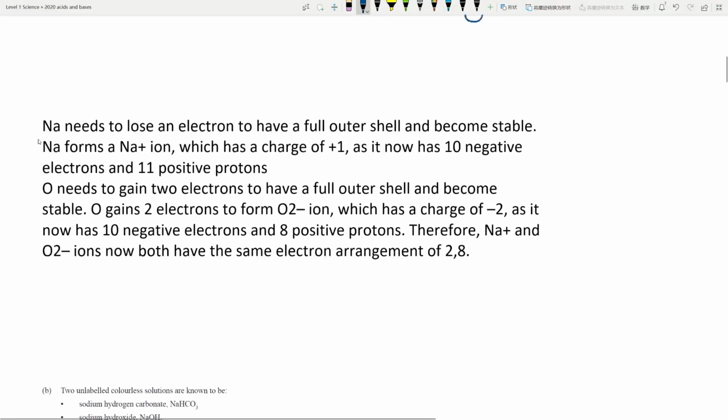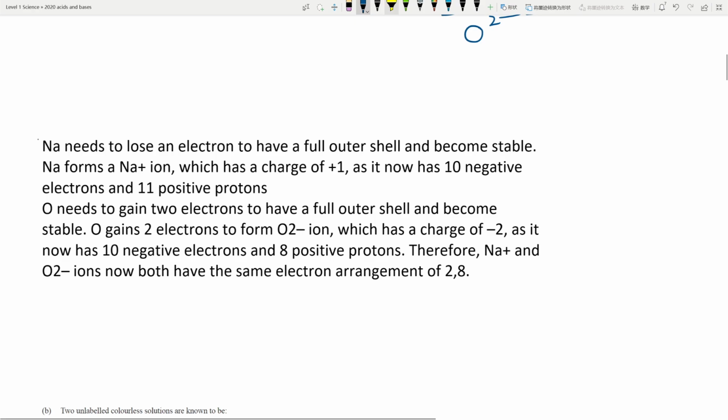Then it will be quite handy. If you look at the mod answers here, sodium loses an electron to have a full outer shell and becomes stable. So Na forms Na+ ions because it has 10 negative electrons because you lost 1, and you still have 11 positive protons. Oxygen, in comparison, needs to gain 2 to have a full outer shell to become stable. It gains 2 electrons, so now it has 10 negative electrons and 8 positive protons, so 2 more negative electrons, therefore the charge is O2 minus. That will be a very, very common Excellence question that comes up every single year, so make sure you can do this.